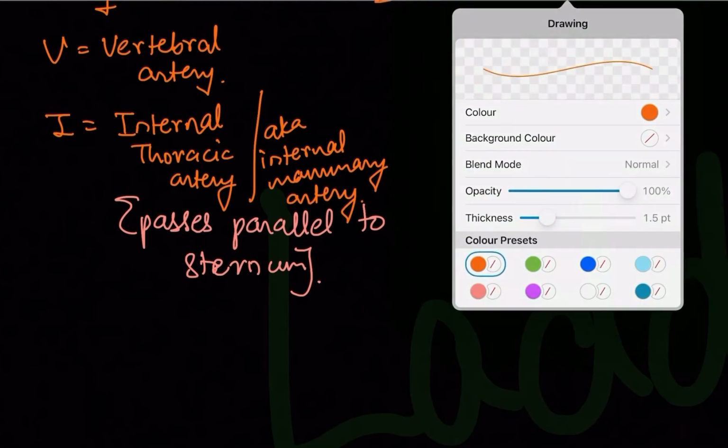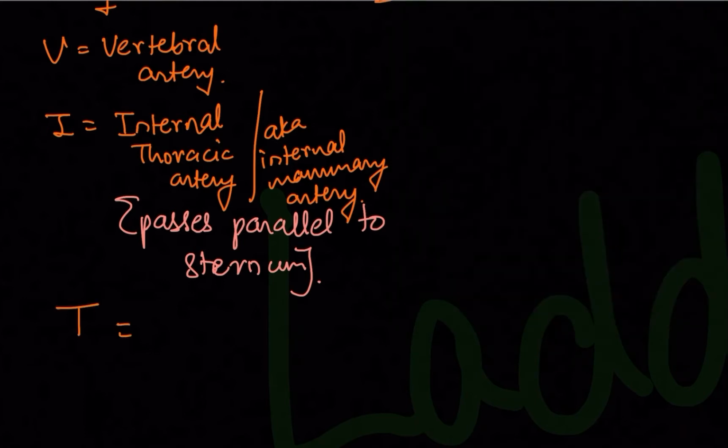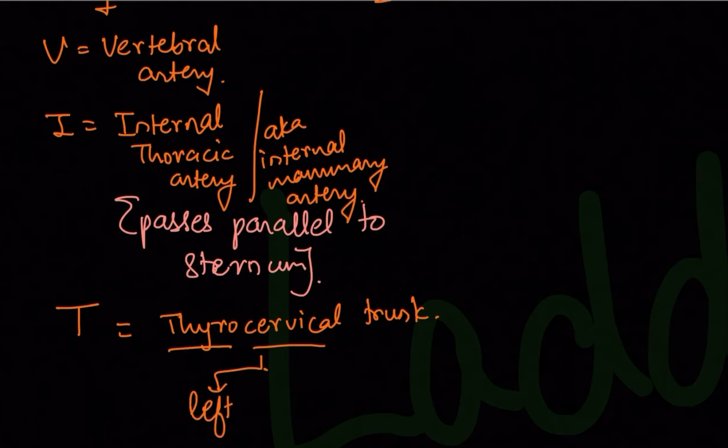Then the T stands for thyrocervical trunk. Thyro means your thyroid part, cervical means your neck part, the posterior neck part. So thyrocervical trunk, and it is having two branches, the left and right branches. That's all you have to remember for the first division.